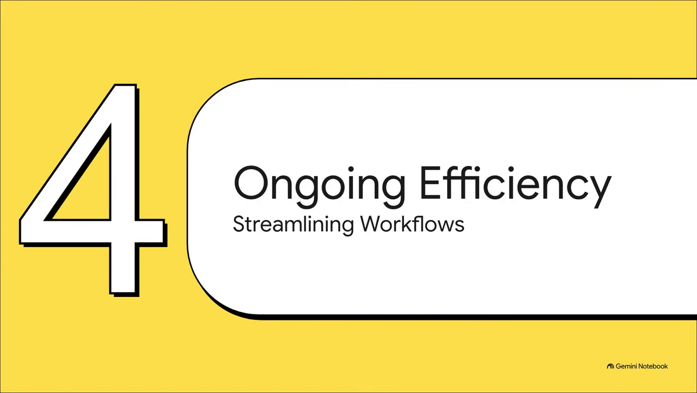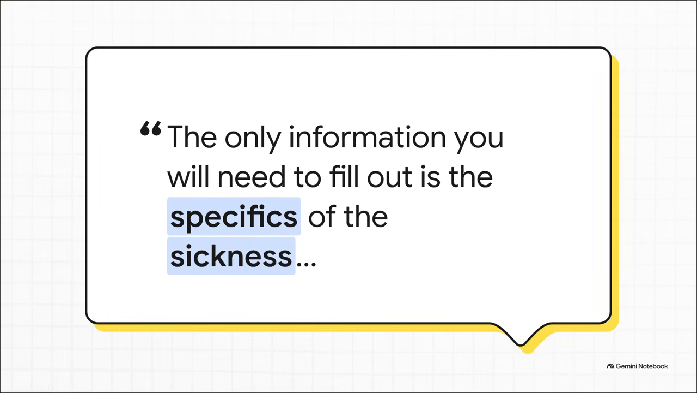Which brings us to the payoff in Section 4, Ongoing Claim Efficiency. Let's see how that initial hard work finally transforms your daily routine. Our source beautifully illustrates the reward for all that foundational heavy lifting. It notes that the only information you'll need to fill out is the specifics of the sickness or injury, the diagnostic and treatment codes, and the costs. Well, unless established patients relocate or change jobs or switch insurance companies.